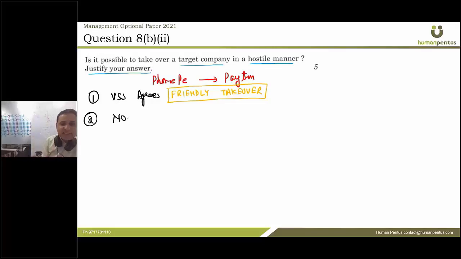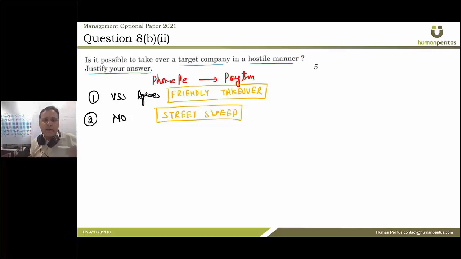Okay, if he says no, then what can Mr. Sameer Nigam or PhonePe do? PhonePe can quietly start buying shares of Paytm in the open market. They will quietly start buying shares in the open market. If PhonePe is doing this, it is known as a street sweep.